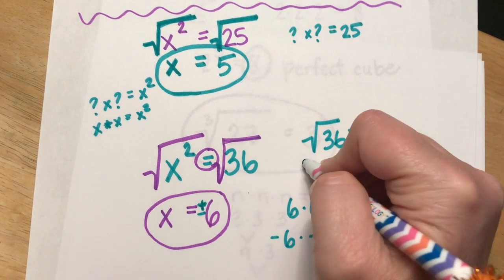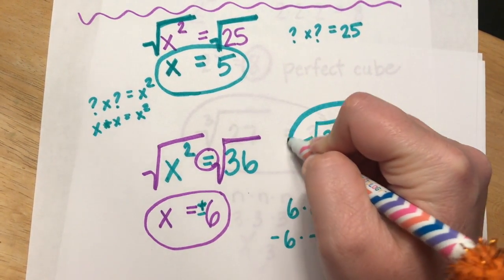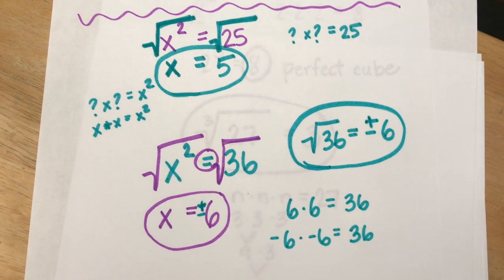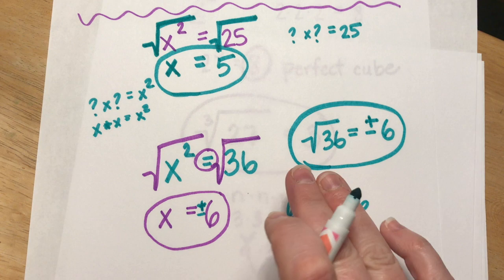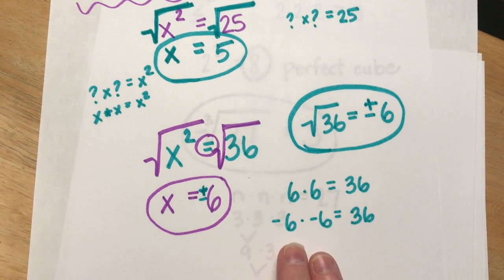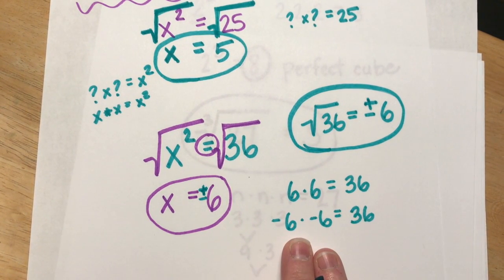I know I talked about that in class the other day. I know I'm bringing that back up. Talk to a neighbor if that's a little bit confusing to you. But when we're talking about square roots, since they're 2 numbers being multiplied by each other, the answers could be positive or they could be negative.